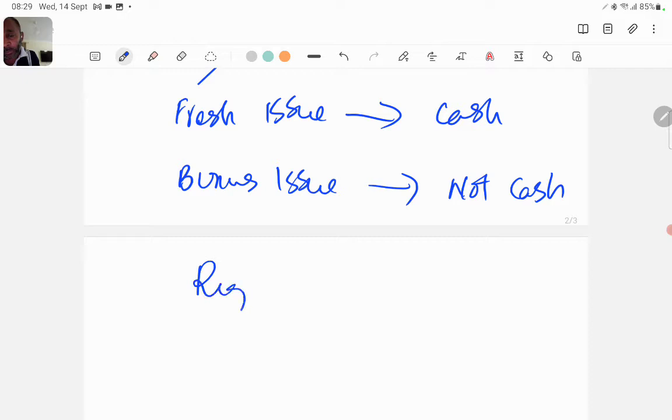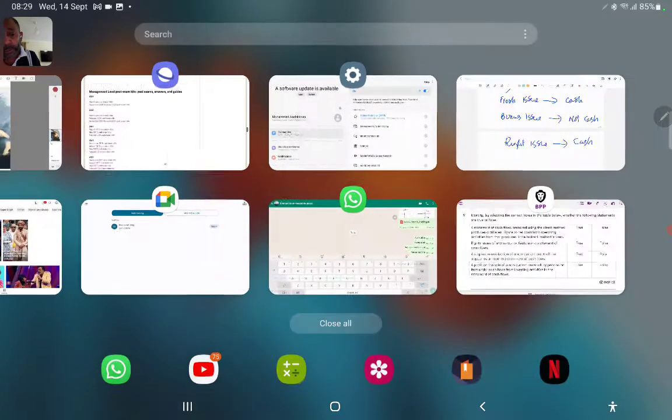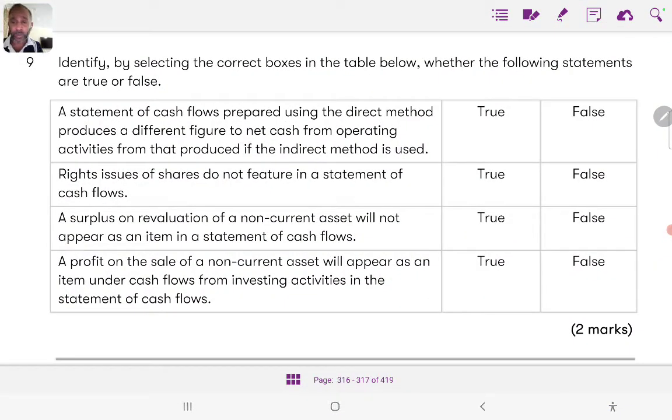And the right issue, that will result in cash. So what they are saying here, right issues of shares do not feature in a statement of cash flows, it's wrong, because we will receive cash. So this whole answer is also false.